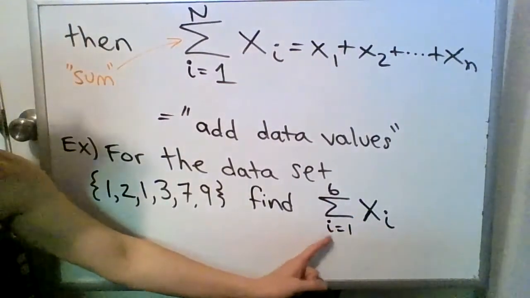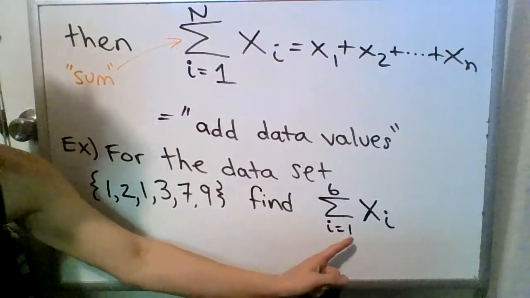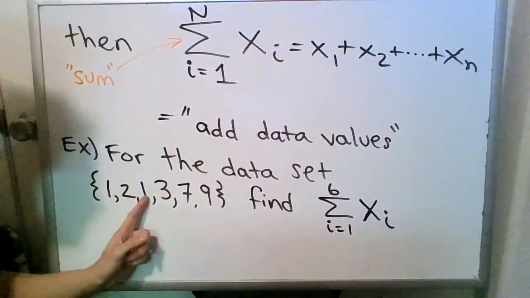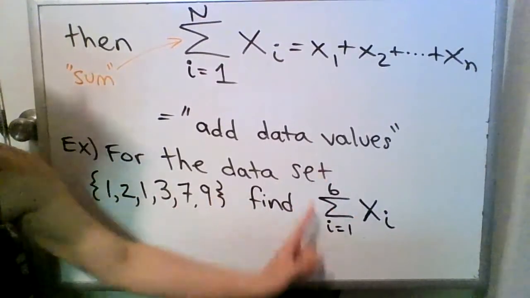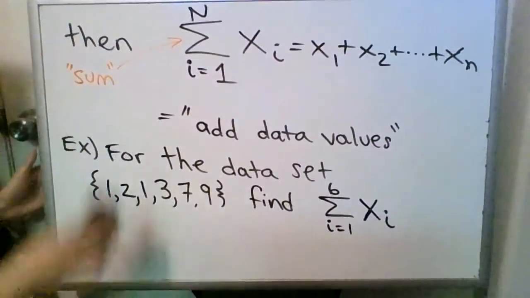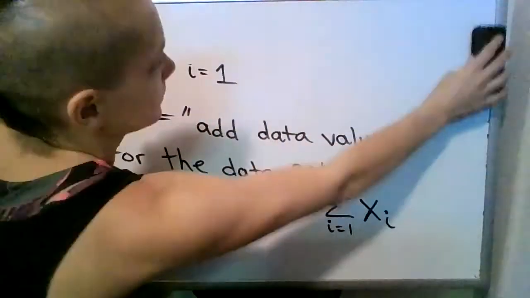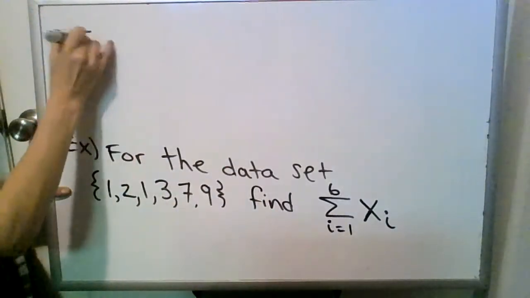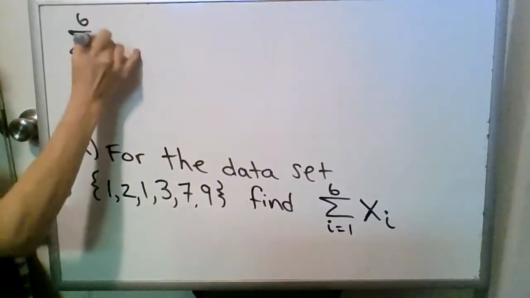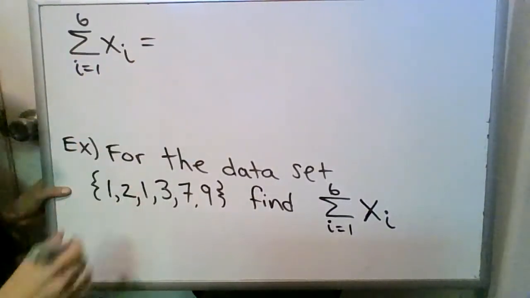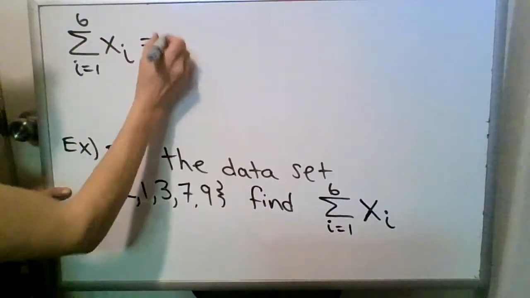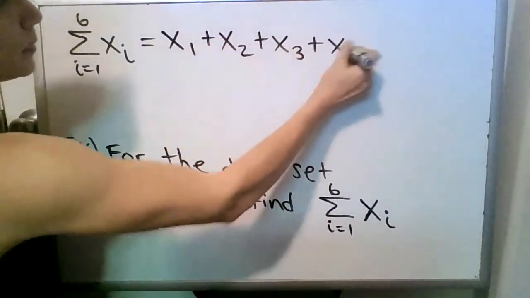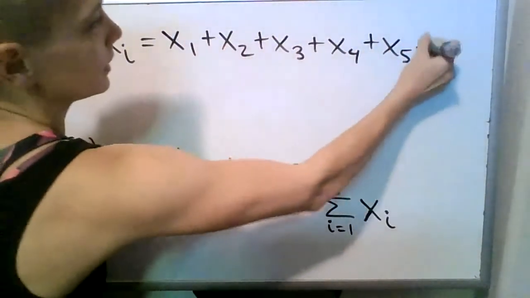So in the past, people have said this looks really strange, and I agree. But the idea is kind of simple. Add this with this with this. Add all of your data values together. That's what this is asking. Okay, so your sum from I equals 1 up to 6 of x sub I. Let's just write it out as x1 plus x2 plus x3, x sub 4, x sub 5, x 6.